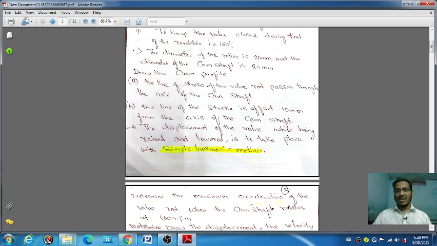The question is saying here, the displacement of the valve while being raised and lowered means that the follower moves in upward and downward direction with simple harmonic motion. If it is uniform velocity motion, the follower will move from the low position to the higher position along the same particular line. But in this case the follower will move in a curved form.